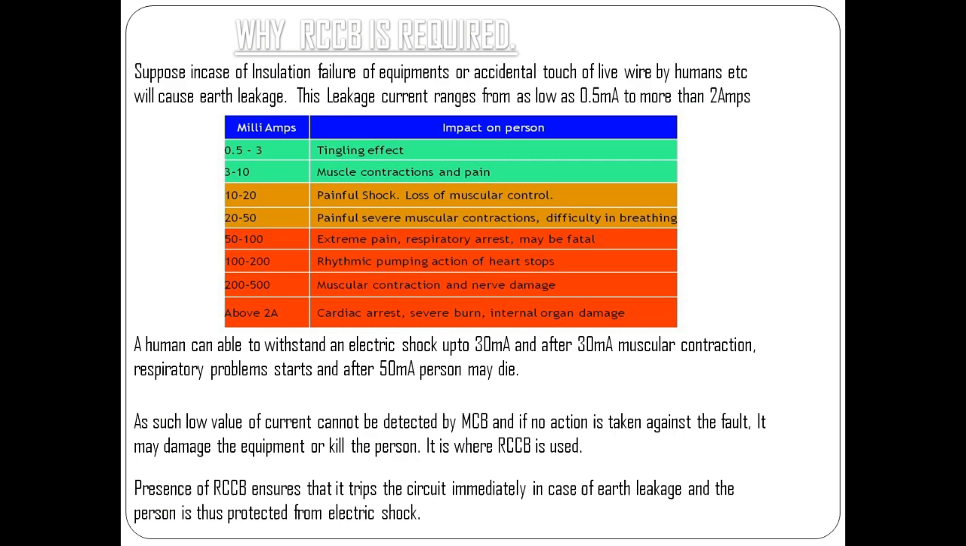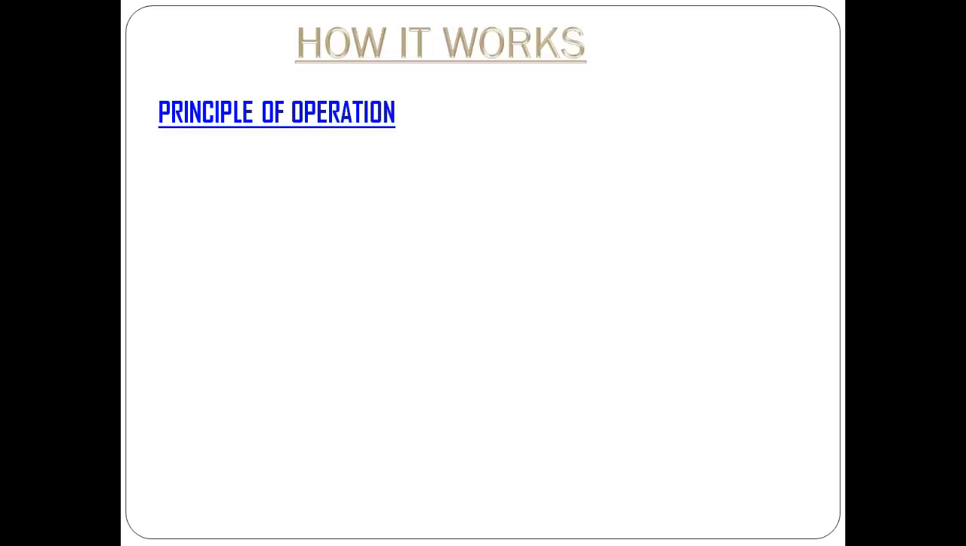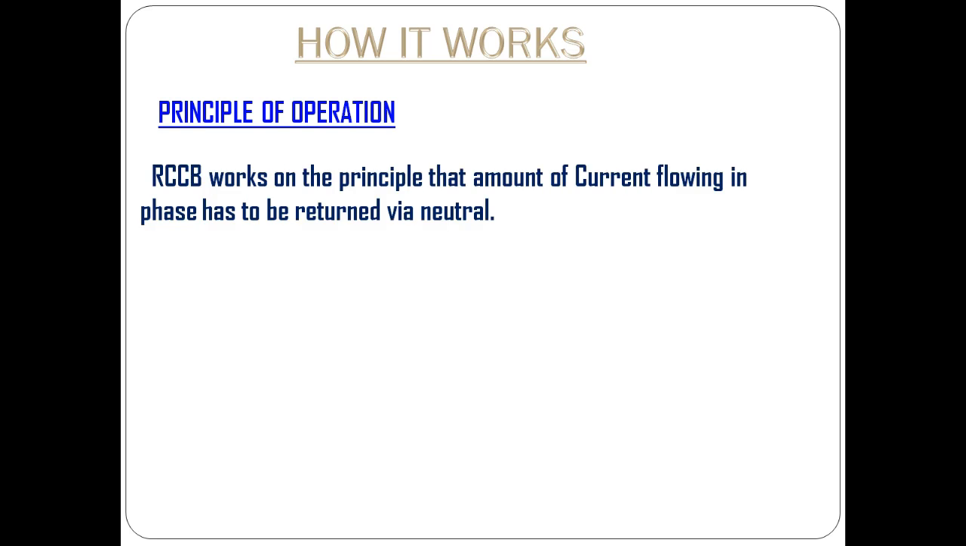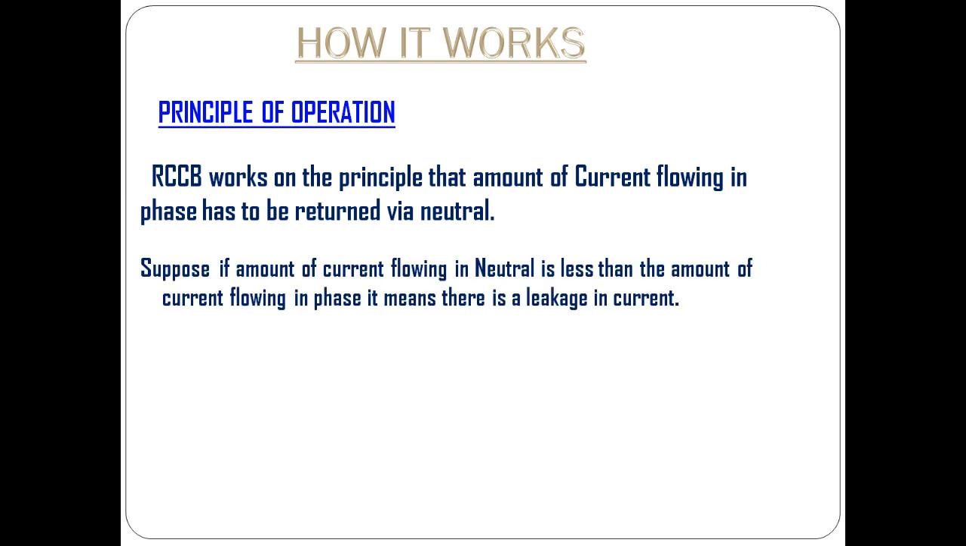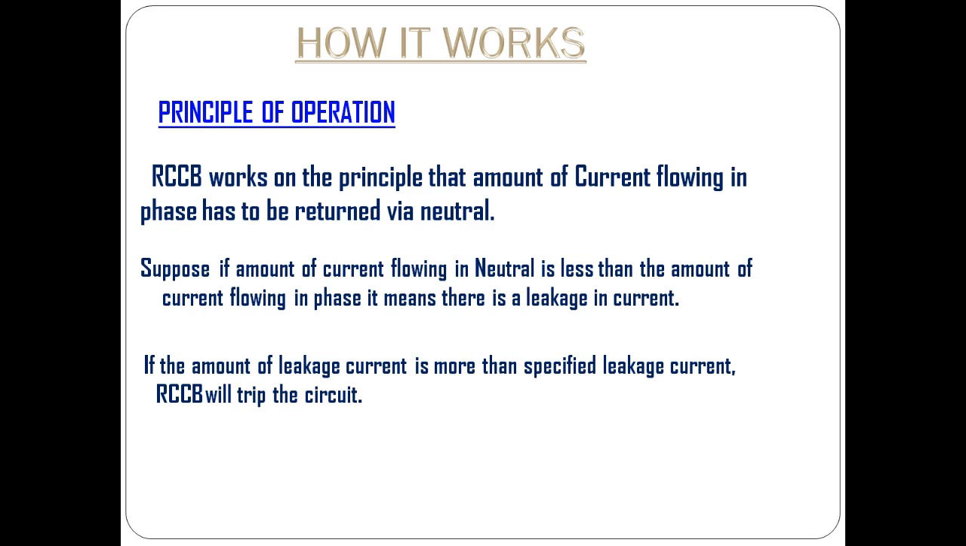How does it work? Principle of operation. RCCB works on the principle that the amount of current flowing in phase has to be returned via neutral. If the amount of current flowing in neutral is less than the amount of current flowing in phase, it means that there is a leakage in current. And if the amount of leakage current is more than the specified leakage current, RCCB will trip. Suppose I have a 30 milliamps RCCB and the leakage current is more than 30 milliamps, RCCB will trip.